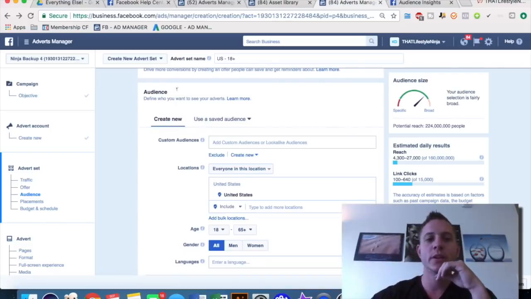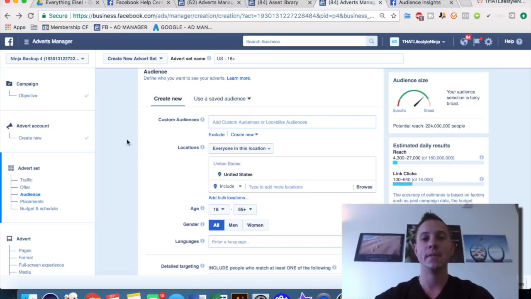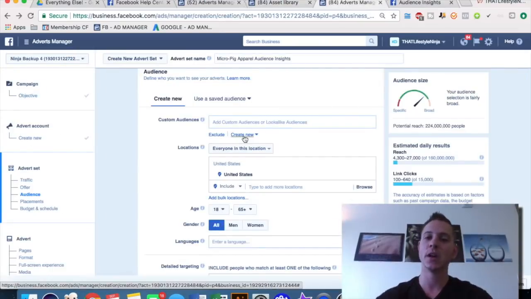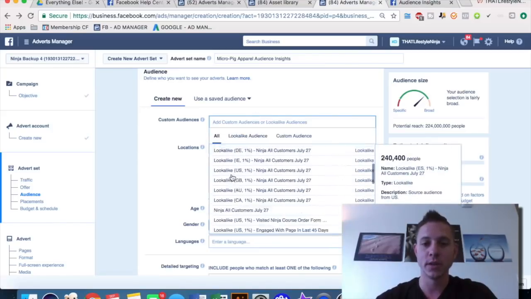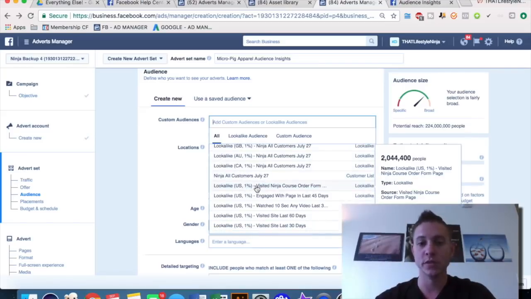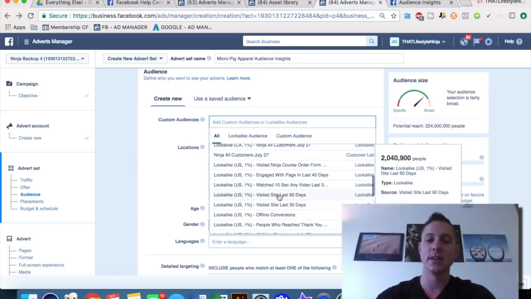So this is where we actually do our audience, right? If we're going to do a custom audience, we would have already made one in the audience section right here. If we just come up to this menu, audiences, that's how we get here. And then we can create one either custom or lookalike. Once we're actually into the ad set targeting, which is where we are now, we can choose one of these custom audiences, right? So I've made all of these different audiences of people in Canada, in Australia, all of my customers, people who visited the order form but not the thank you page, engaged with my page in the last 45 days, watched 10 seconds of any video, visited the site in the last 60, 30 days, right? Offline conversions, which we will talk about later.